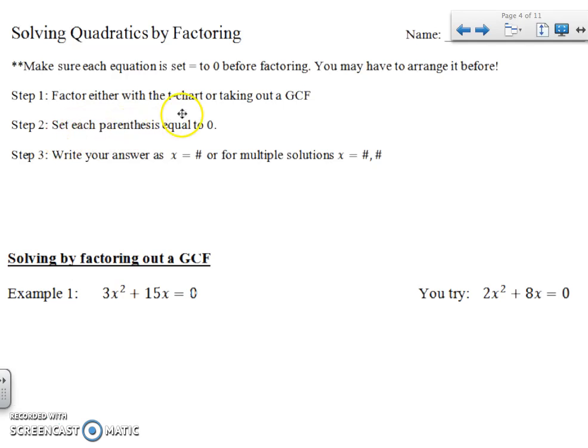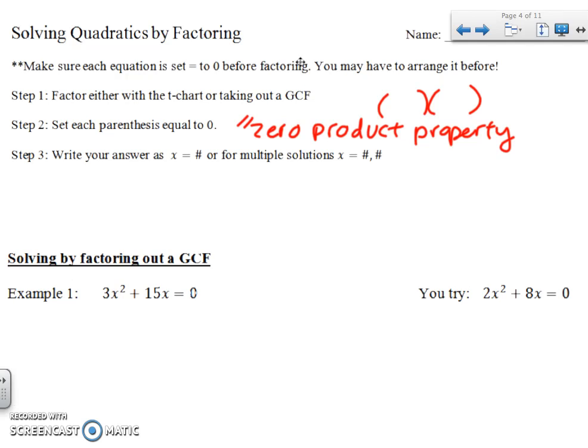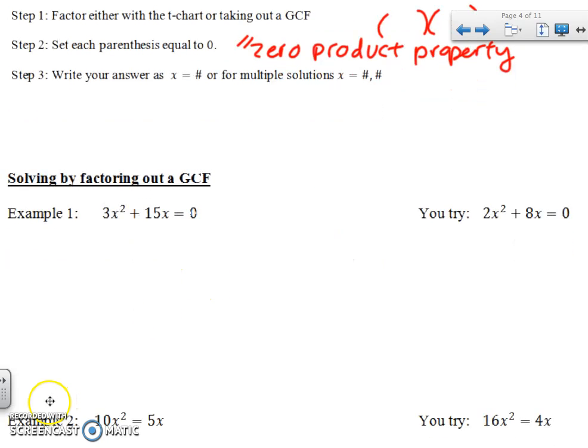So you're going to set each parenthesis equal to 0. That's called the zero product property. And then that's how you're going to get your solution. So you want your answer to look like this. So then you can set them equal to 0 to solve your problem, okay? All right, so let's take a look at some examples.